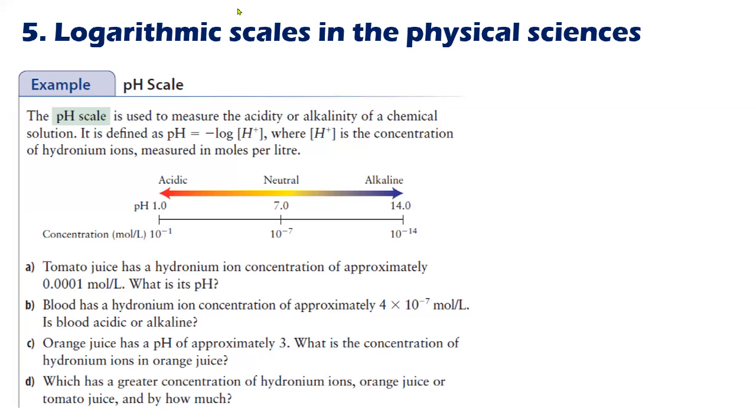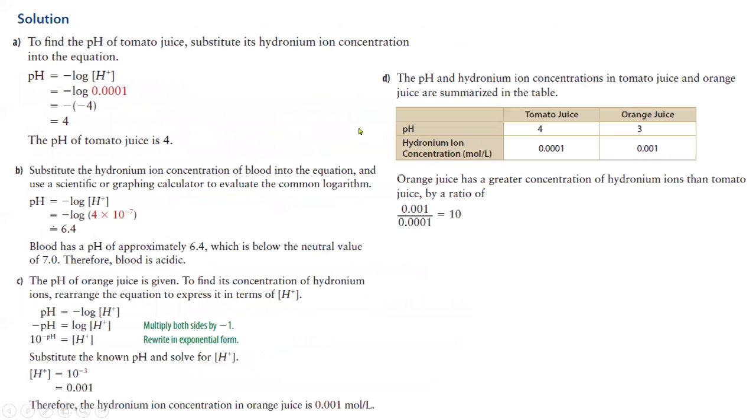All right, so let's have a look at the solutions. First of all, to find the pH of tomato juice, substitute its hydronium ion concentration into the equation. So its pH equals minus log of H plus, which is minus log 0.0001, which is minus negative 4, which is 4. So the pH of tomato juice is 4, right?